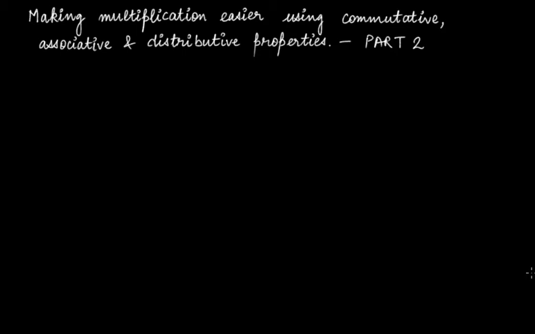Hey, it's part 2 of the video series on making multiplication easier using commutative, associative and distributive properties. In part 1 we discussed some examples. It's time for part 2. This is 16 times 12.